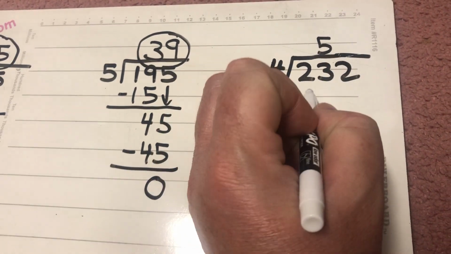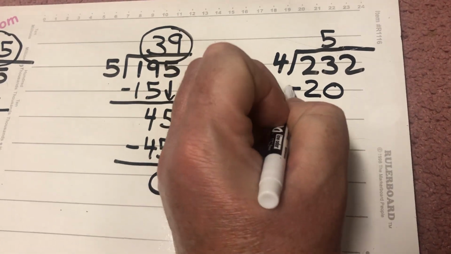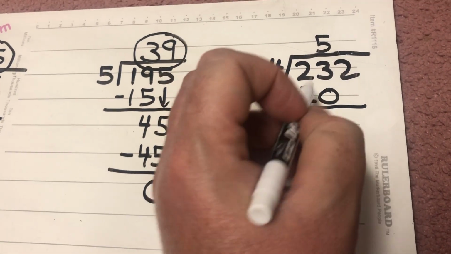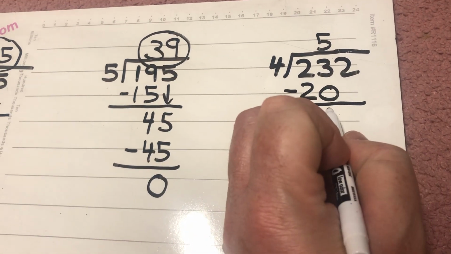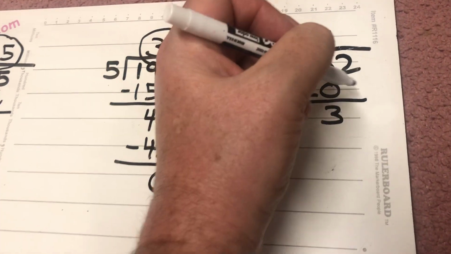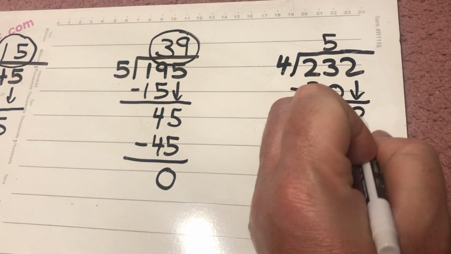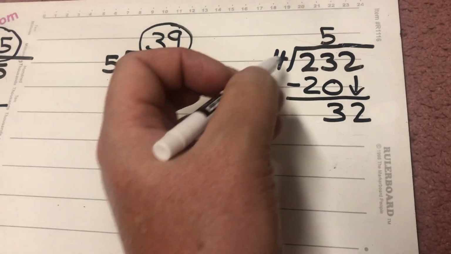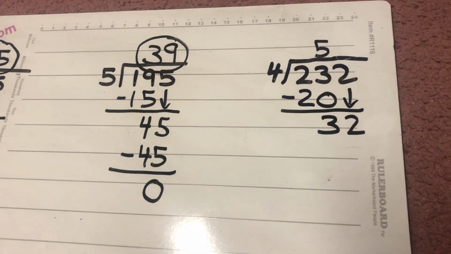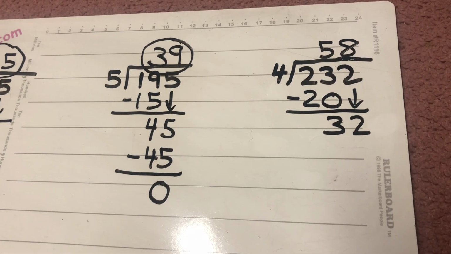Then 4 times 5 is 20. I'm now doing 23 minus 20. 23 minus 20 is 3. Then I bring down the 2. And I think to myself, how many times can 4 go into 32? Well, 4 can go into 32 8 times.